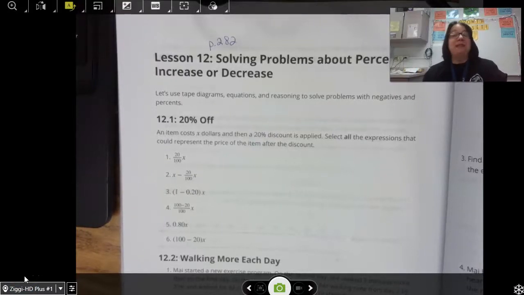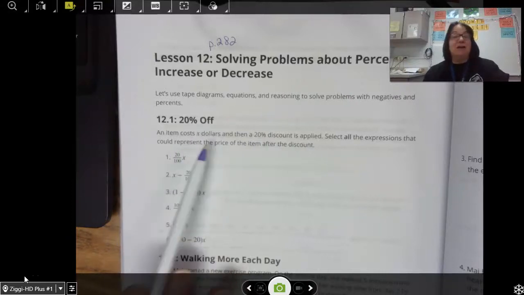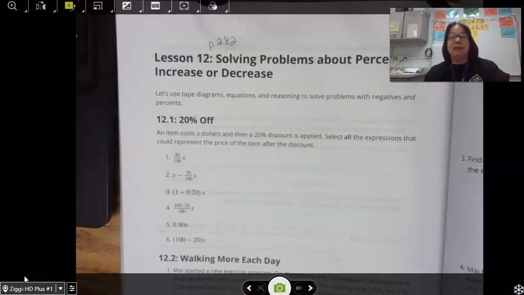Lamb, and today we're going to be doing lesson 12 in your workbook on page 282. Okay, so these are problems that involve percent increase or decrease. So if you would look at the warm-up, 12.1, an item cost X dollars and then a 20% discount is applied. So select all the expressions that could represent the price of the item after the discount. Go ahead and take a moment and come back.